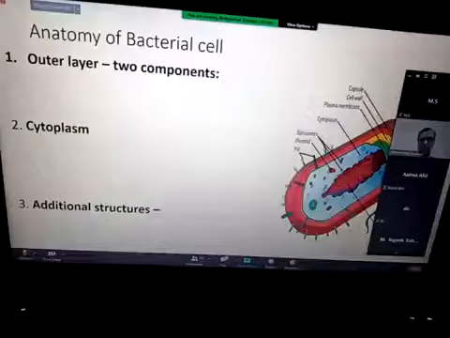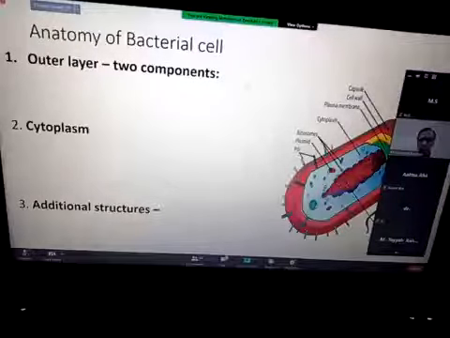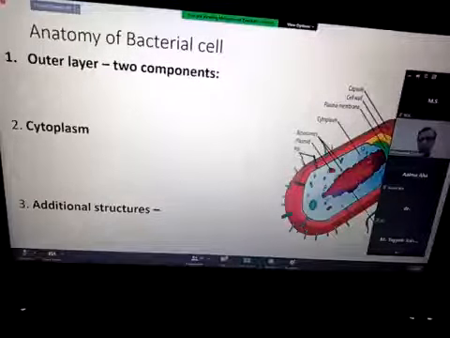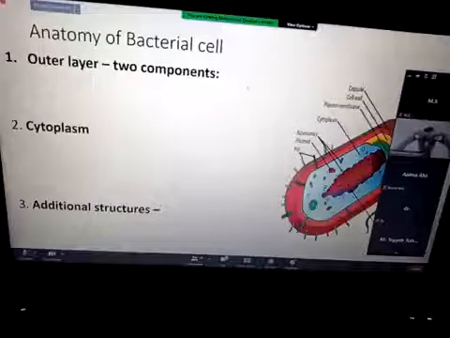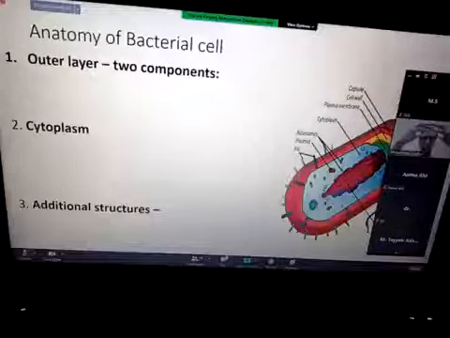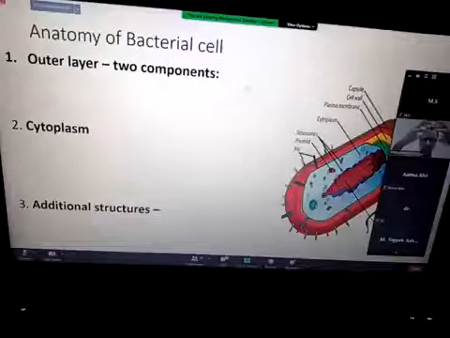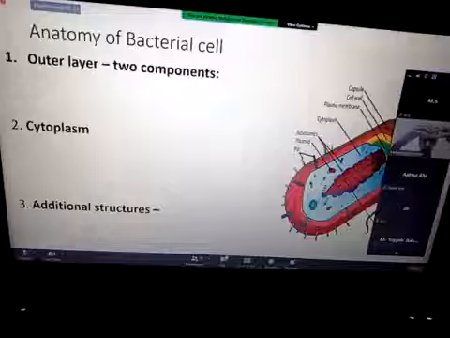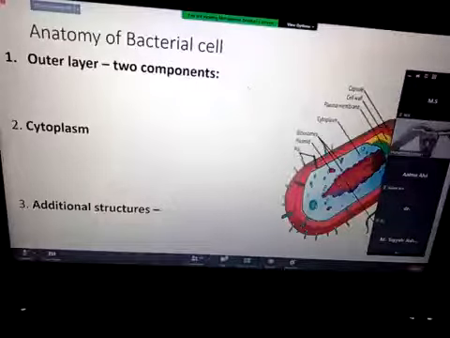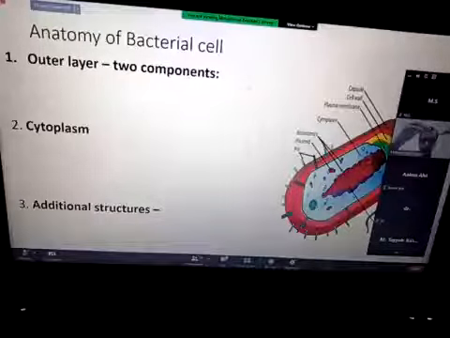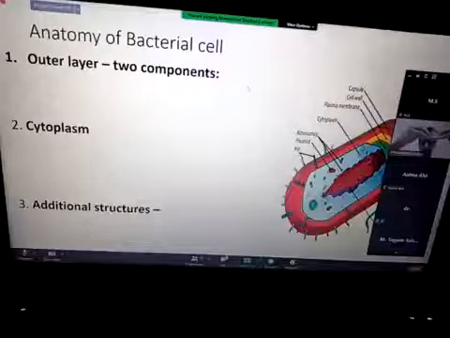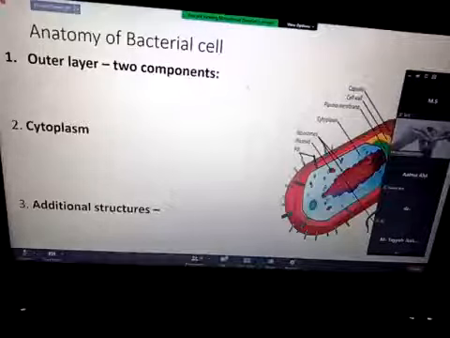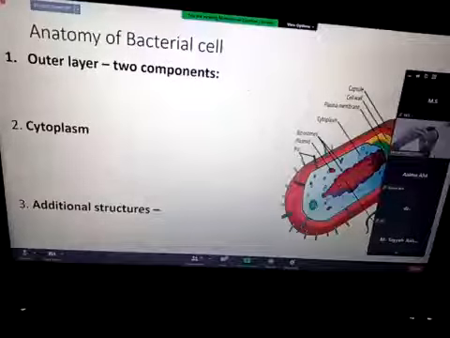So I start with the anatomy of the bacterial cell. Broadly, all our work will be on prokaryotes. Now, talking about prokaryotes, we divide it into two or more things: the outer layers, which have different components I will discuss, the fluid portion within the cells, intracellular, and the additional structures which could be on the surface, on the cell wall, or within the cytoplasm.